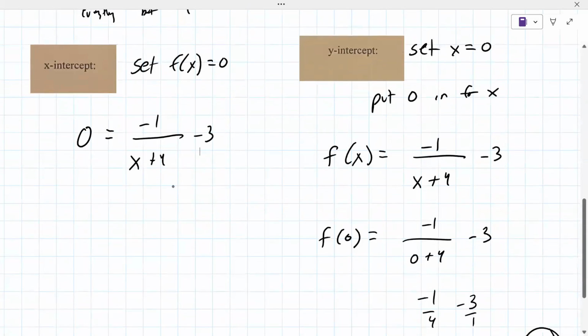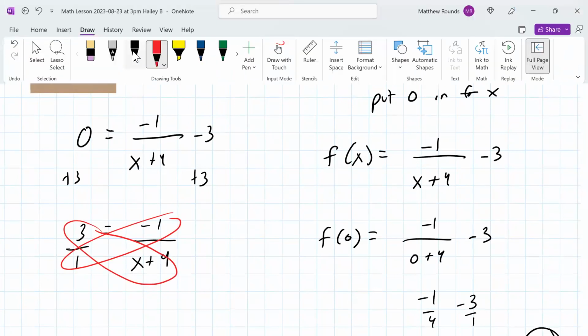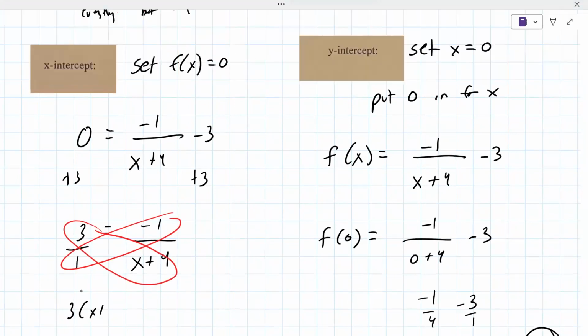To do that, you're going to add 3 to both sides. So you have 3 equals -1 over x plus 4. You can write 3 as a fraction, 3 over 1. And then typically what students will do here is they'll diagonally multiply. Hopefully this all looks familiar to you. And then 3 times x plus 4 equals -1.